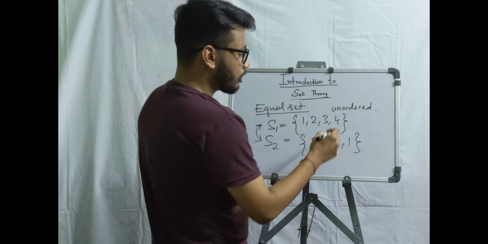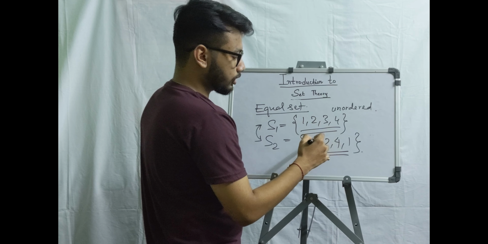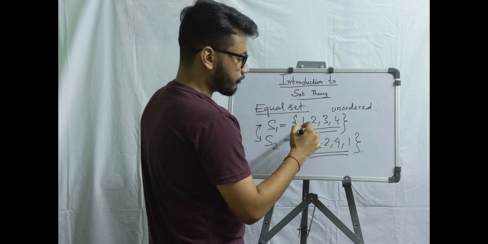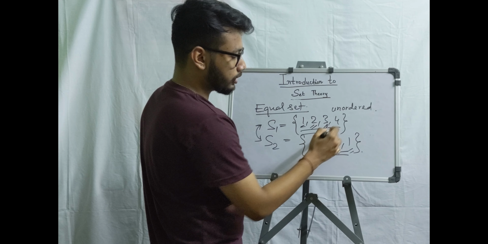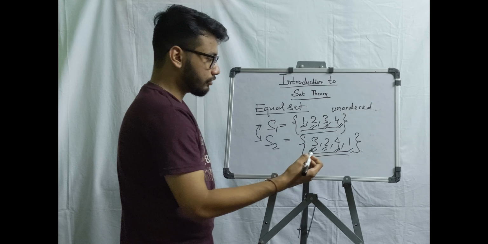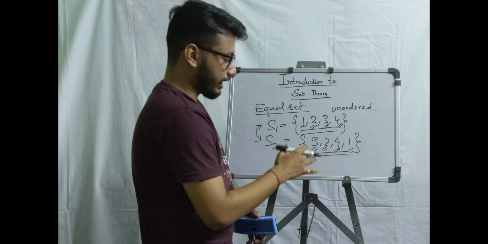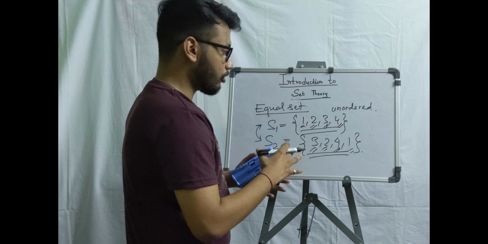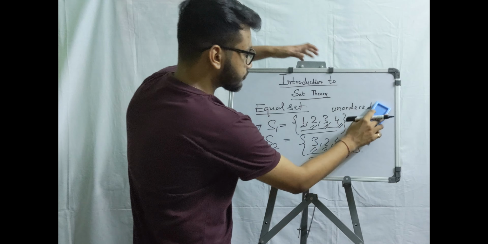Why? Because the order may be different, but the objects, the numbers, are the same. Here we have 1, here also we have 1, here we have 2, 2, 3, we have 3 over here, 4, we have 4, right? Therefore these two sets are equal sets. So what is an equal set? If all the elements of the sets are the same, maybe the order may be same or different, the sets are said to be equal sets, right?